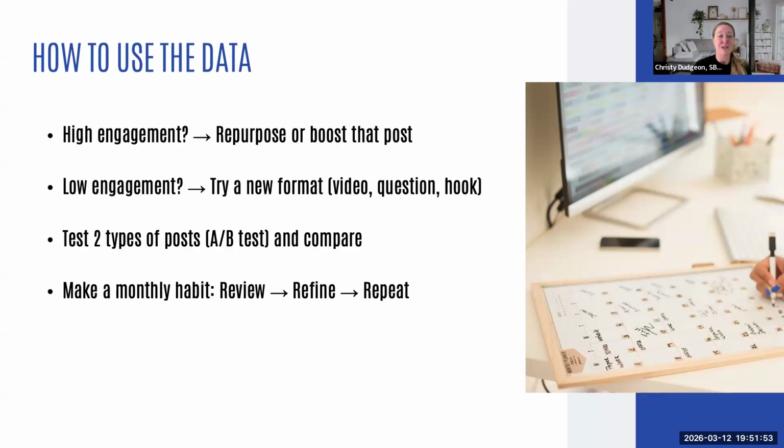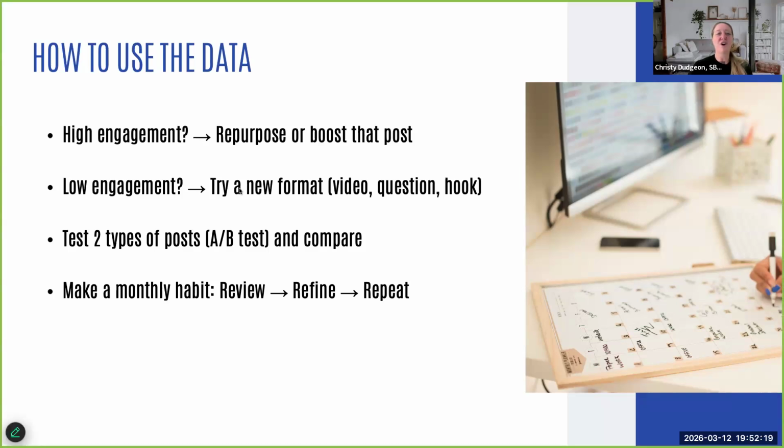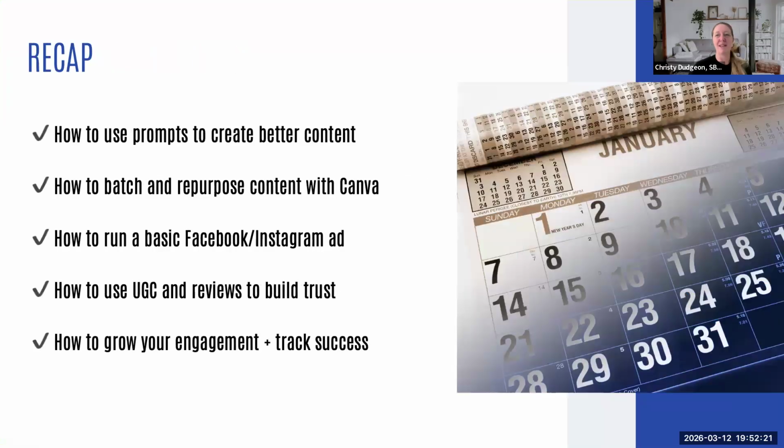So if we can do a little A/B test and see which one runs better, and then we can compare those. But make a monthly habit of reviewing, refining, and repeating. So the hard part is figuring out those objectives and our strategy. Then we figure out our content pillars, right? And then we get our calendar out there. Then we start to create content. But once we are getting the habit of creating it, we need to always be reviewing, refining, and then repeating.